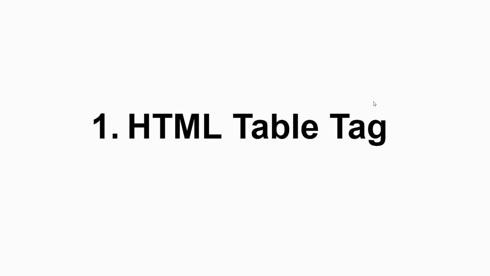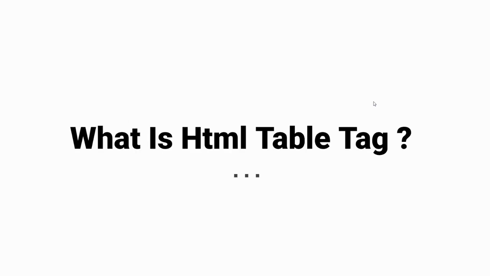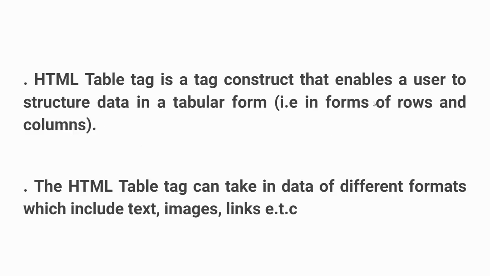First, we have the HTML table tag. What is the HTML table tag? The HTML table tag is a tag construct that enables a user to structure data in tabular form, e.g., in forms of rows and columns.